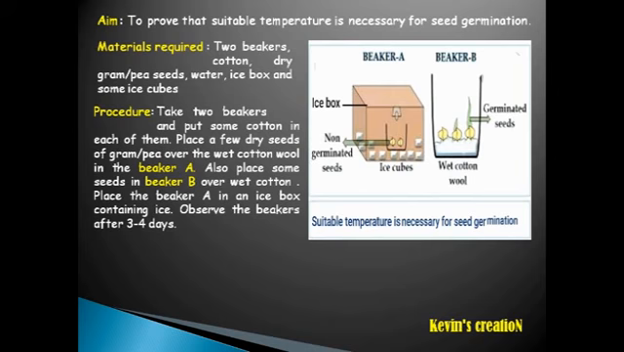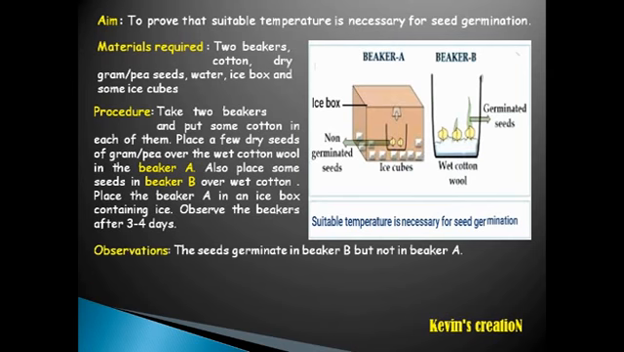So here you can see inside the box we have the beaker and wet cotton wool, and we have placed some seeds here. Also place some seeds in beaker B over wet cotton. Here also we have the wet cotton. Okay, till here it is the same. Now beaker A is placed inside the ice box containing ice cubes. You can see the ice cubes inside the ice box. Now you have to leave this apparatus for 3 to 4 days.